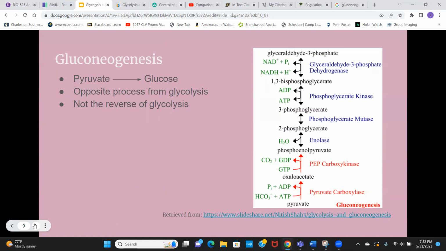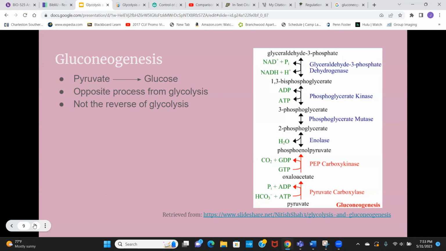Okay, and so I want you to pay attention to what I'm saying, right? I want you to listen to my words. This is the opposite process of glycolysis, right? Glycolysis goes from glucose to pyruvate. Now we're going from pyruvate to glucose. But this is not a reversal of glycolysis. It's an opposite process, not a reversal.